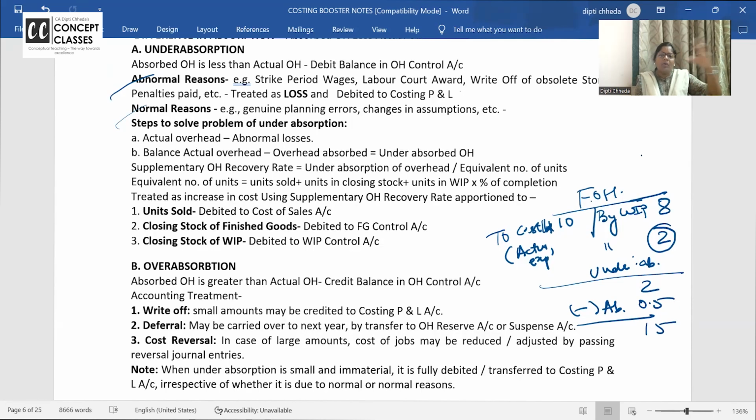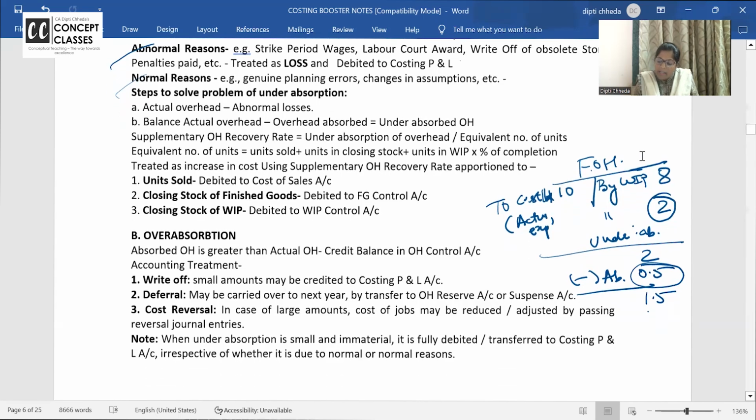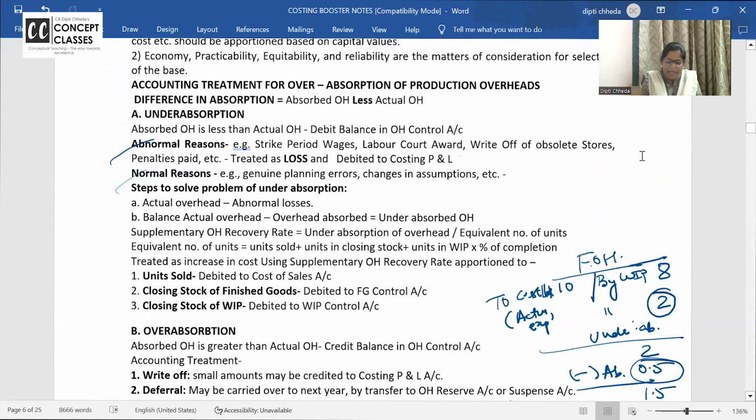Ma'am, कैसे पता चला? Opening carry forward है, closing carry forward है, चलने दो. Sometimes if it is abnormal, charge it to costing P&L. But genuinely आपने बहुत कम charge किया है, तो say this 1.5, you have charged less. Can you absorb this by putting a supplementary overhead rate, that is under absorption divided by equivalent number of units? Ma'am, ये क्या है? ये सब आपको लग रहा है कि I am explaining you some formula. There is all logic. No formula. Keep patience. This is the booster notes. And when I go to the example, it will be clear.